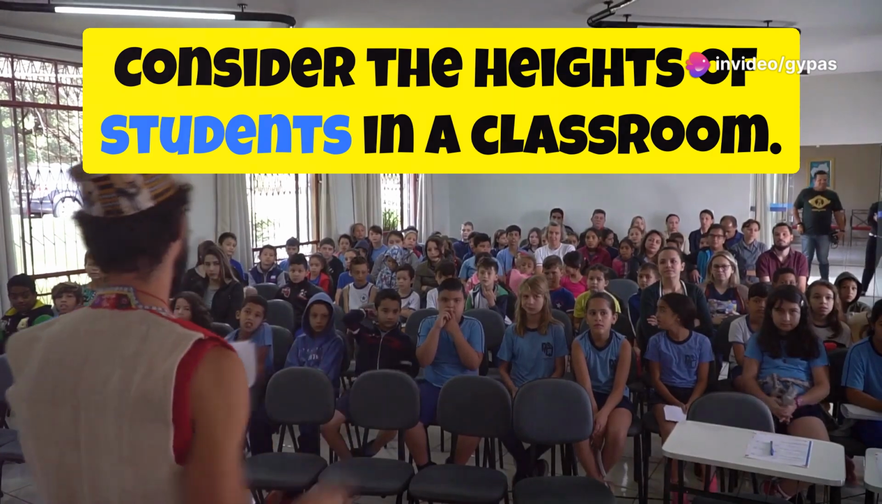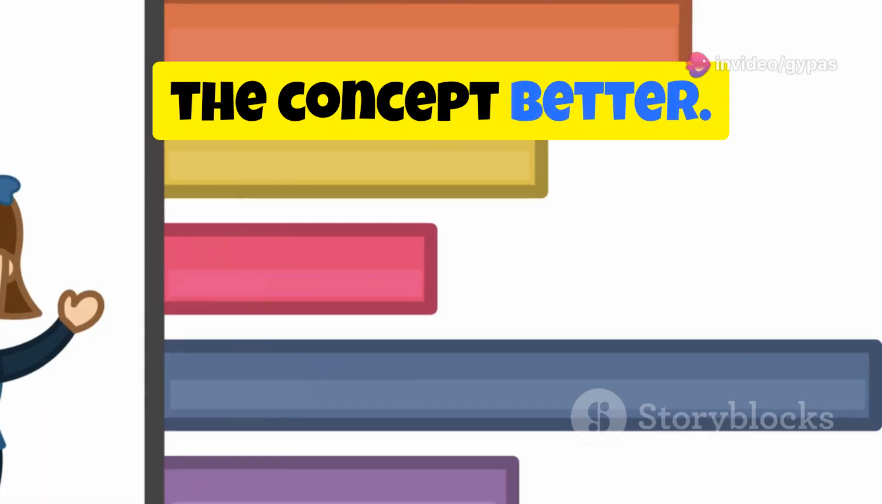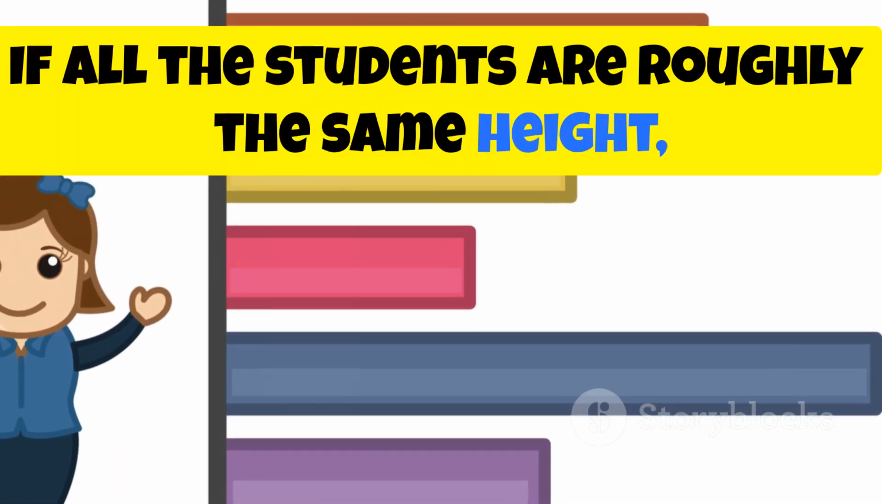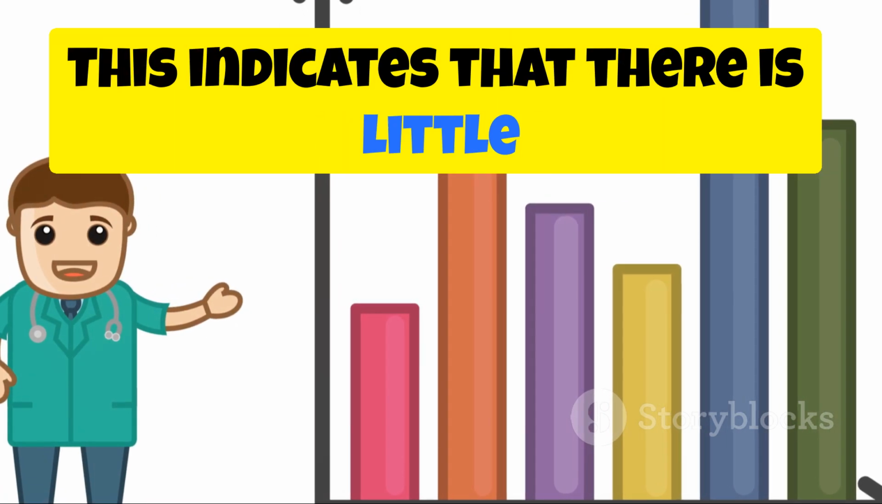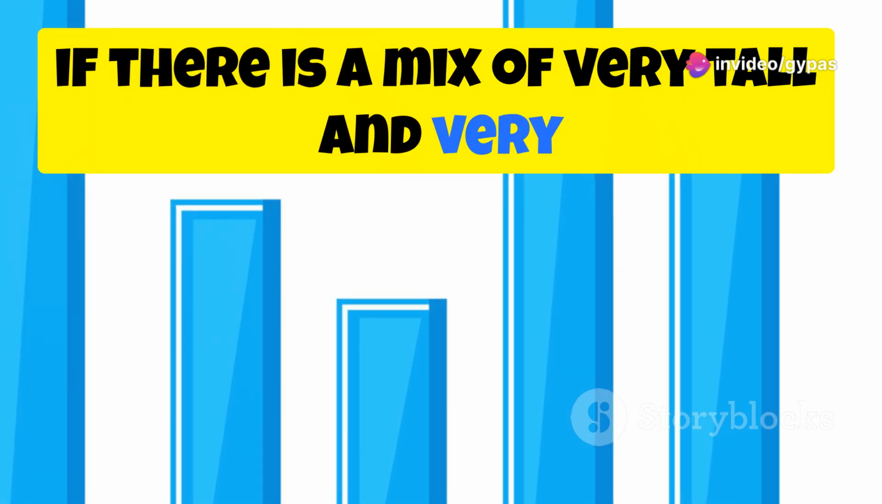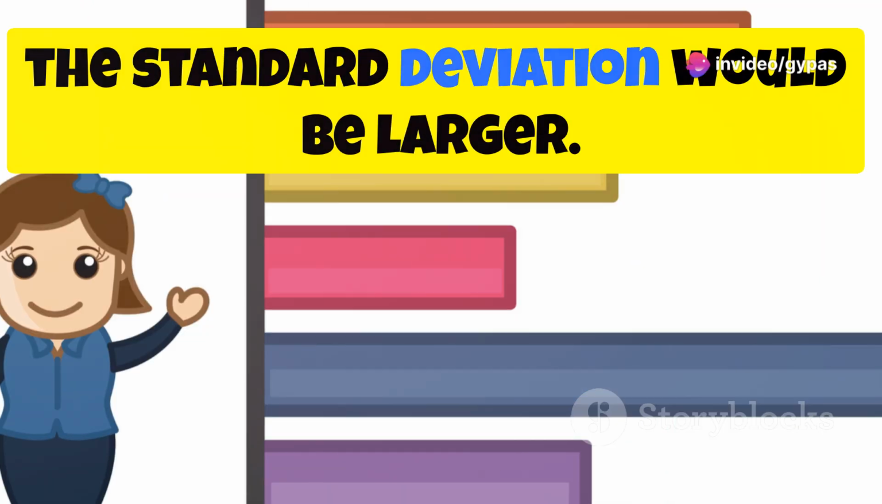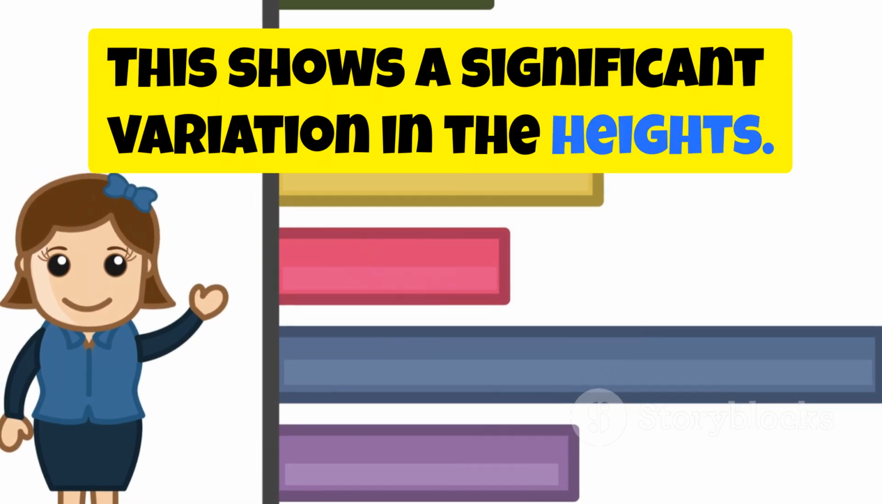Consider the heights of students in a classroom. This is a practical example to understand the concept better. If all the students are roughly the same height, the standard deviation would be small. This indicates that there is little variation in their heights. However, if there is a mix of very tall and very short students, the standard deviation would be larger. This shows a significant variation in the heights.